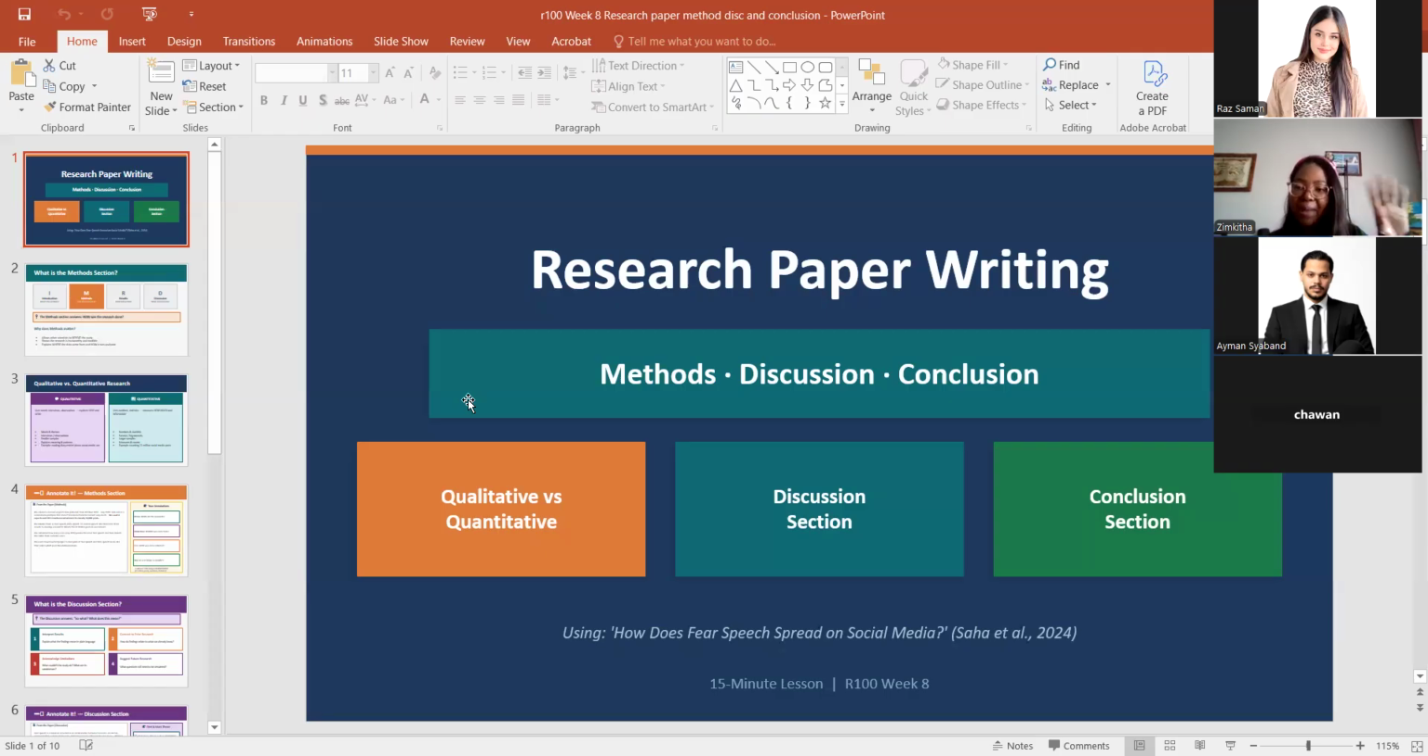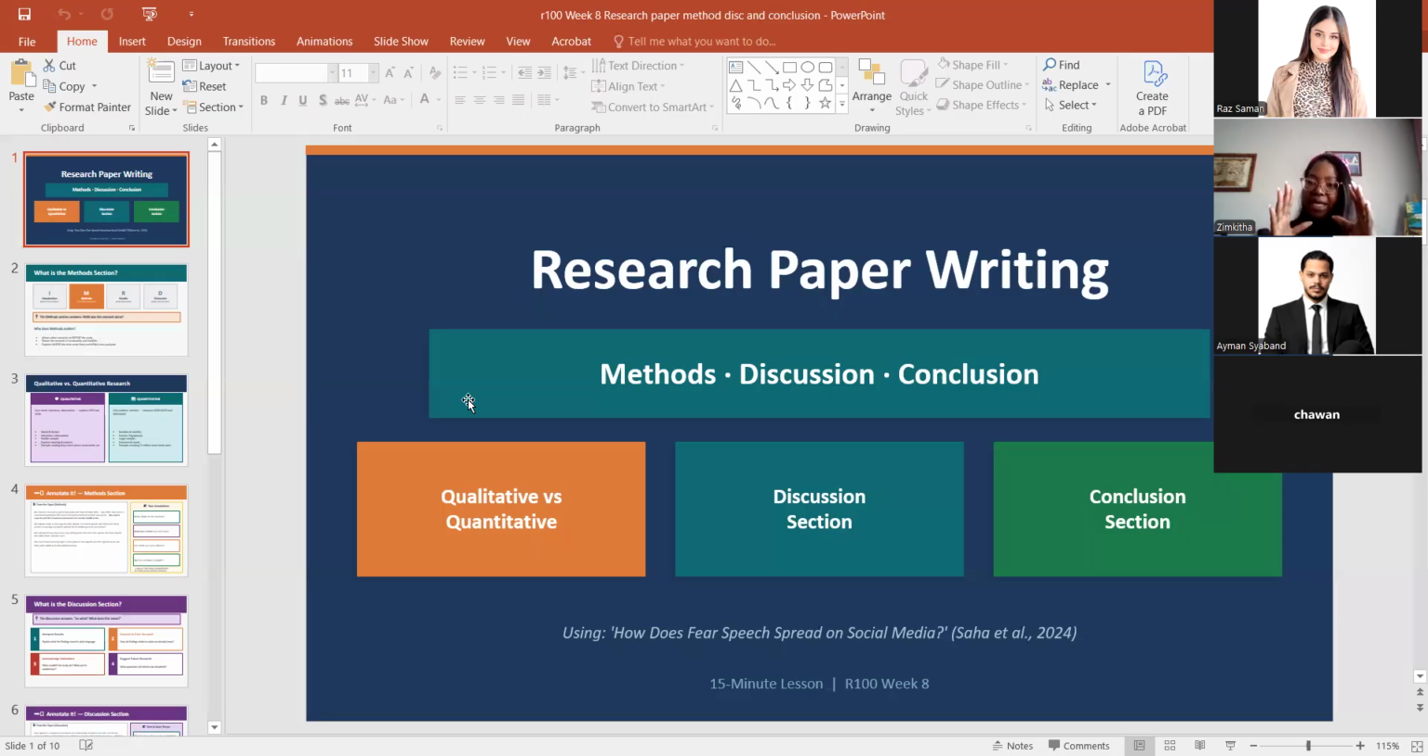You're correct. Abstract is the first part of a research paper. It's usually at the very beginning, and it's very short. It's about 150 to 200 words, and it just gives you a quick overview of the entire paper. Then we have an introduction. Then we have methods, which we're going to discuss. Then we have results. Then we have discussion and conclusion. Those are the parts of a research paper.